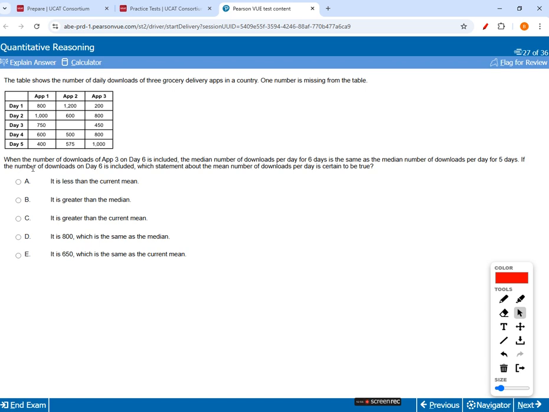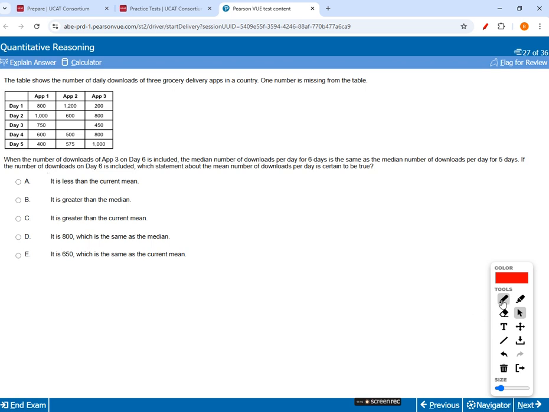If the number of downloads of app 3 on day 6 is included, which statement about this one is true? Oh, median number stays the same. That means if you're adding a new number, most likely that has to be above 750. I'll repeat. If you're adding any other number, he's saying the median stays the same. That means a new number which you are adding definitely has to be above. So I expect, let's see.